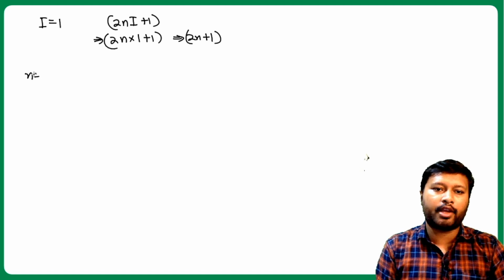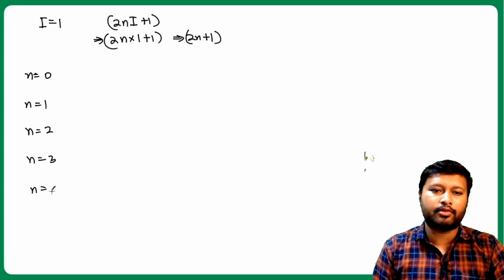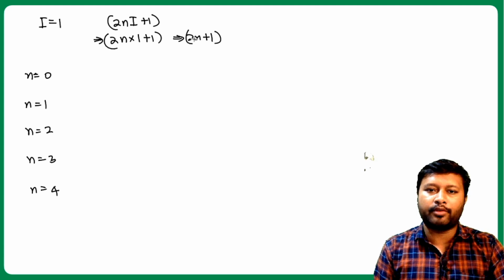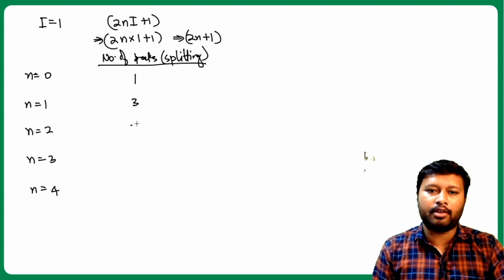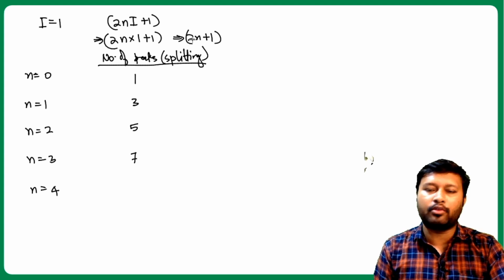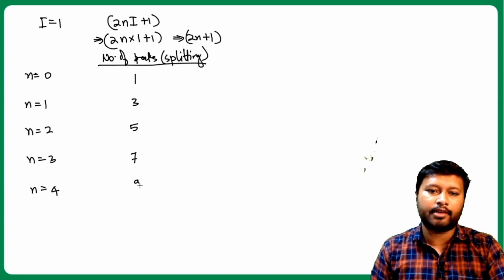Now I will take n equals 0, n equals 1, n equals 2, n equals 3, and so on. For n equals 4 also let's do. So for n equals 0, if you put 0 here, you will just get the number of peaks, or basically splitting. For n equals 0, it will be 1, n equals 1, it will be 3, n equals 2, it will be 5, n equals 3, it will be 7, for n equals 4, 2 times 4 is 8 plus 1 is 9.